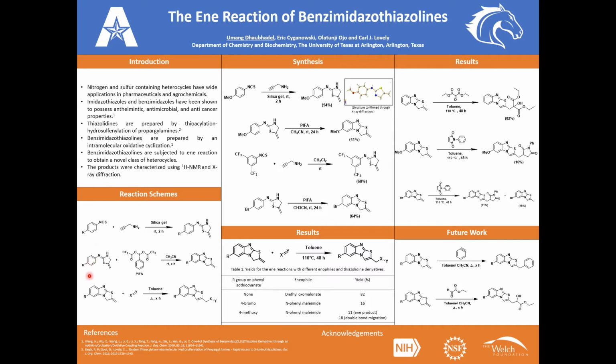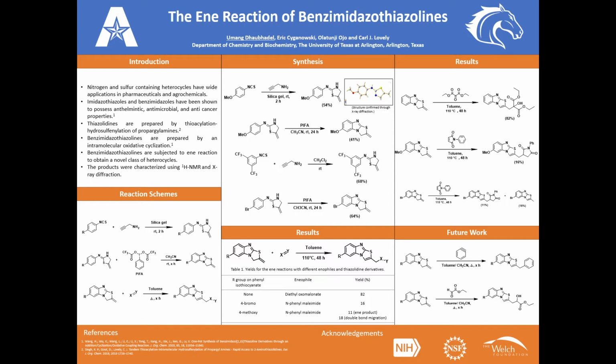The second reaction is an intermolecular oxidative cyclization. For this reaction, the thiazolidines will be reacted with bis(trifluoroacetoxy)iodobenzene, which is also known as PIFA. This reaction is done at room temperature for 24 hours. The first two steps have been reported before. The main reaction of interest is this last one, which is the ene reaction of benzimidazothiazolines.